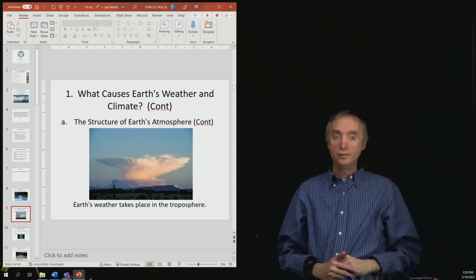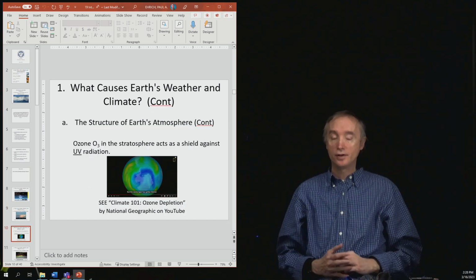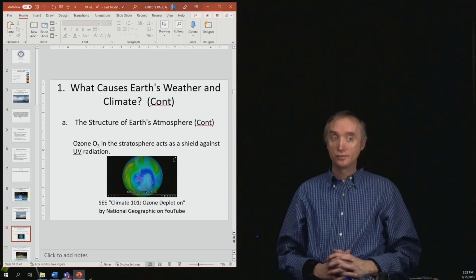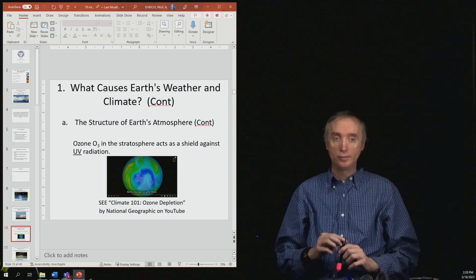Now, above the troposphere is the stratosphere. The stratosphere is the place where the jets fly. They fly up there because it's relatively calm. The stratosphere also has the ozone layer, so let's talk a little bit about what we mean by that.